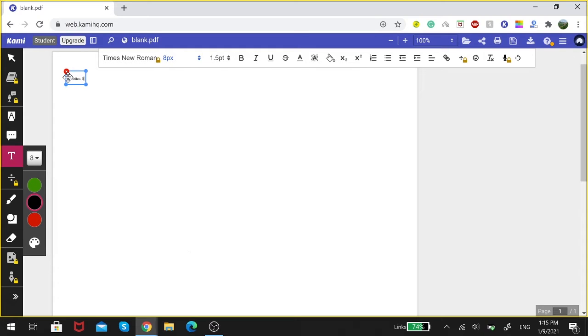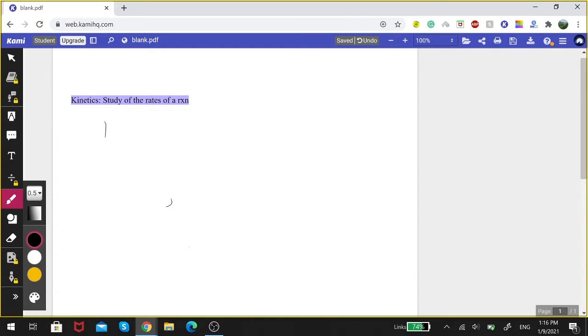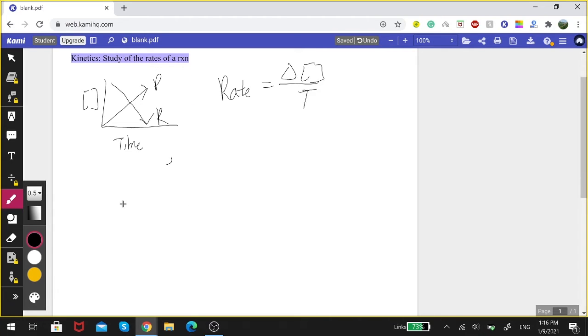Kinetics is the study of the rates of a reaction, and a reaction goes like this. This side is the concentration, and the bottom side is the time. As time goes on, reactants go from more to less, and products go from none to more. This is products, this is reactants. And this gives us our formula: rate is equal to change in concentration over time. And this we're going to talk about more in a different video.